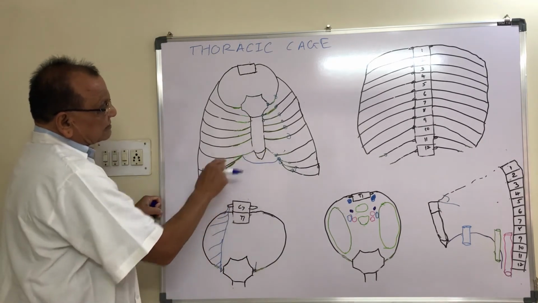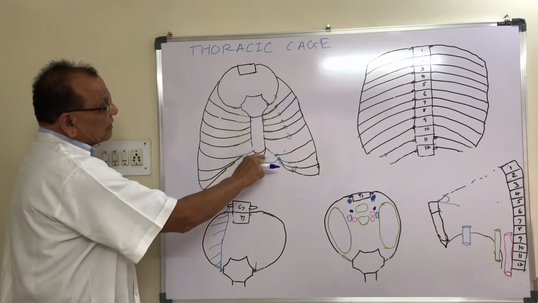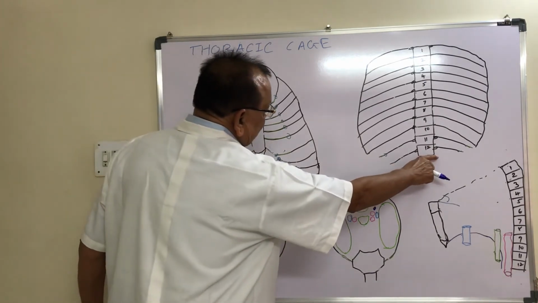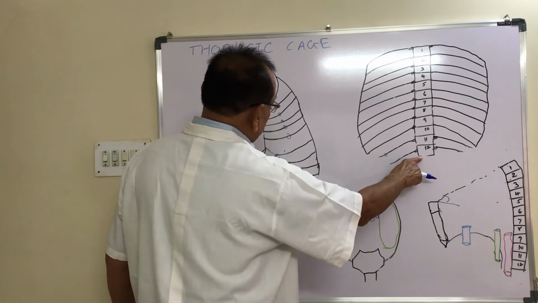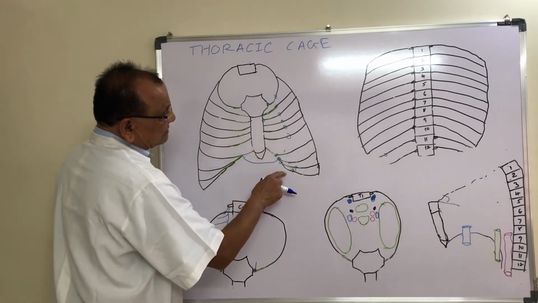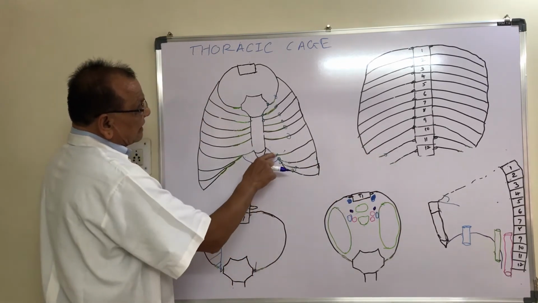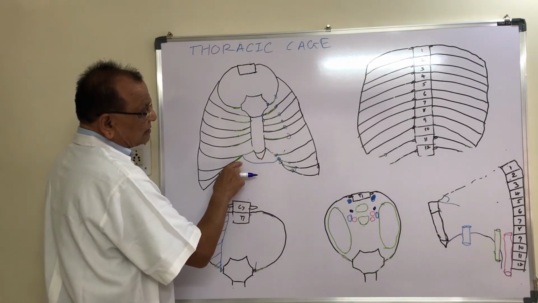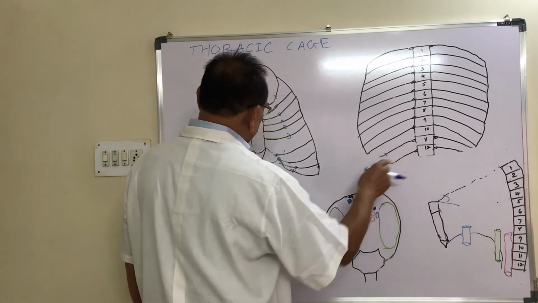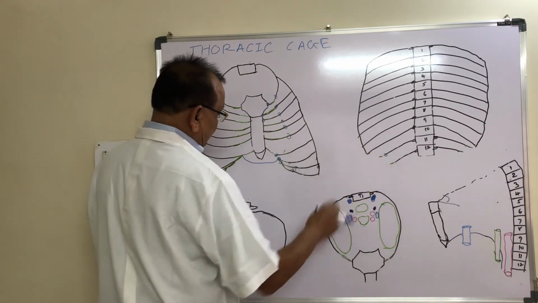So the outlet of thorax is bounded anteriorly by the infrasternal angle, posteriorly by the lower surface of the 12th thoracic vertebra, and laterally on each side by the costal margin and the 11th and 12th rib. Again, the boundary of the outlet: anteriorly the infrasternal angle, posteriorly the inferior surface of the 12th thoracic vertebra, and laterally on each side the costal margin and the 11th and 12th rib.